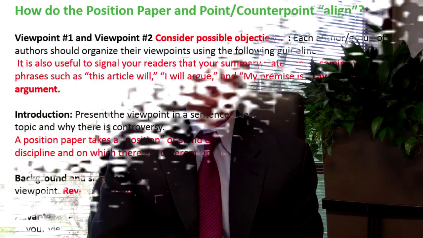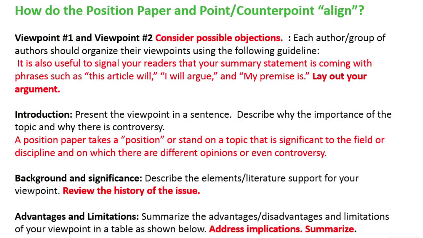The background and significance is similar. In your position papers, you are asked to review the history of the issue. Similarly, with each part of the viewpoints, you would look at the literature and the history of each area. In your position paper, you're asked to address implications and summarize. Similarly, in the point-counterpoint papers, you are asked to look at the advantages, disadvantages, and limitations. You should also try to follow the best guidelines for the process.